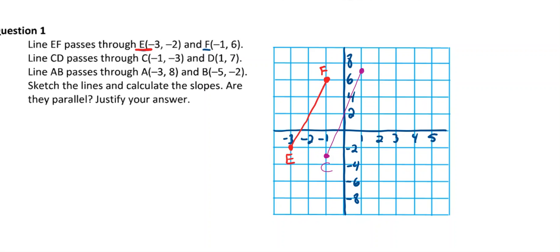Okay, and then one more. Wait, that was D, right? Yeah, that was D. Okay, and then we'll do A is (-3, 8), so up there. And then this one's going to be off the page a little bit, but -5, so over there, and then down 2, so like there. So that was A, and that was B.